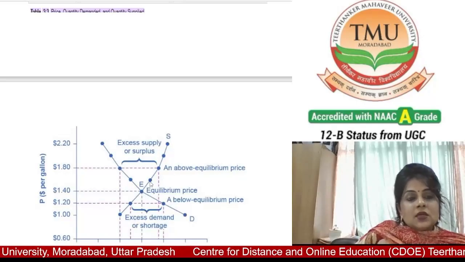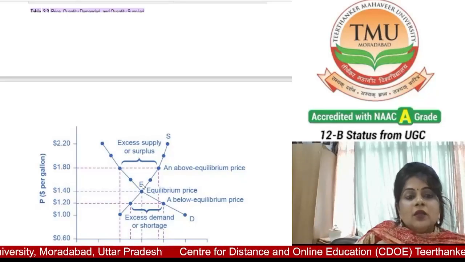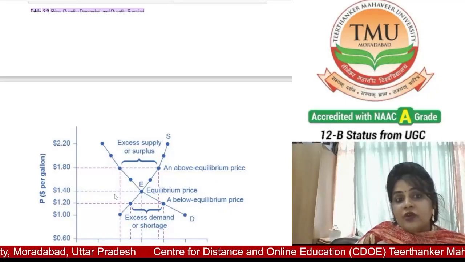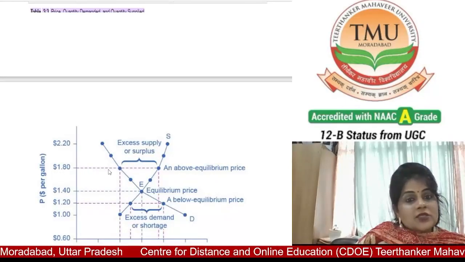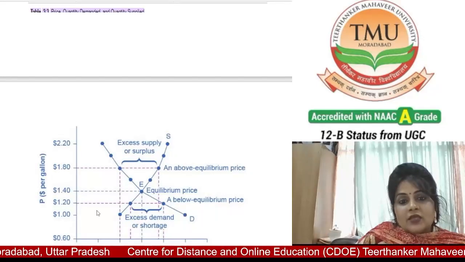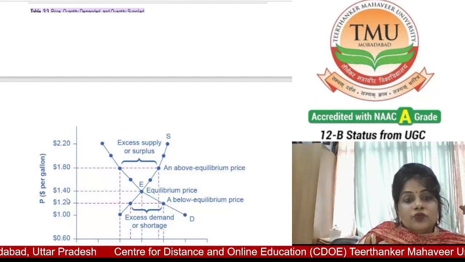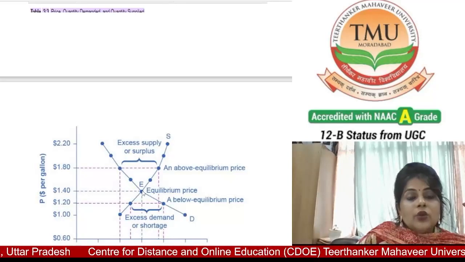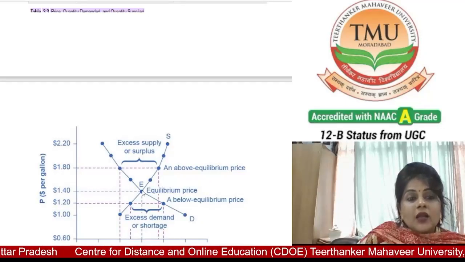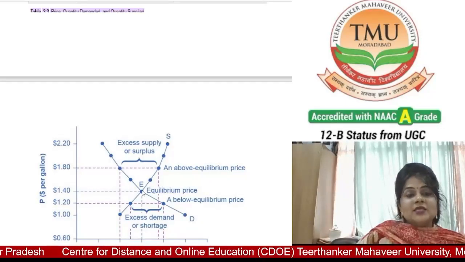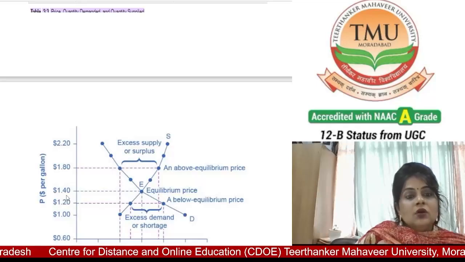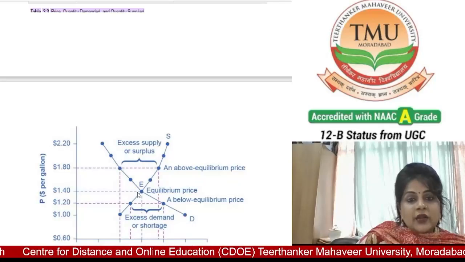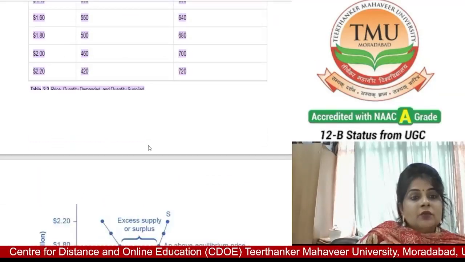So it is the equilibrium quantity. At other prices, the quantity demanded does not equal the quantity supplied, so the market is not in equilibrium. The price at which quantity demanded and quantity supplied are equal to each other is called the market equilibrium. The equilibrium price is 1.40 dollars per gallon of gasoline and the equilibrium quantity is 600. Here you see 600 million gallons.